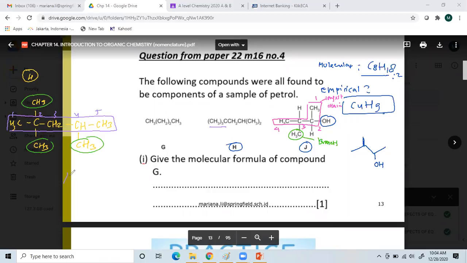How to make the skeletal formula then? I make the longest chain first: 1, 2, 3, 4, 5. At the second carbon, there are 2 C's, so I will draw like this and then this. And then at the 4th carbon, 1, 2, 3, 4, there will be 1 CH3 as well. Okay, so this is how we make the skeletal formula for H. Okay, is it clear? I hope it is clear.